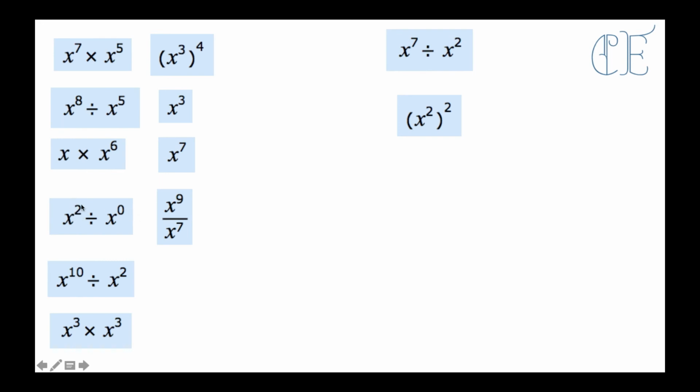So 2 take away nothing gives us x to the power of 2, and 9 take away 7 gives us x to the power of 2. 10 minus 2 gives us 8, and 6 plus 2 gives us 8. 3 add 3 gives us 6. X to the power of 5, which we worked out, and this one should be x to the power of 4.